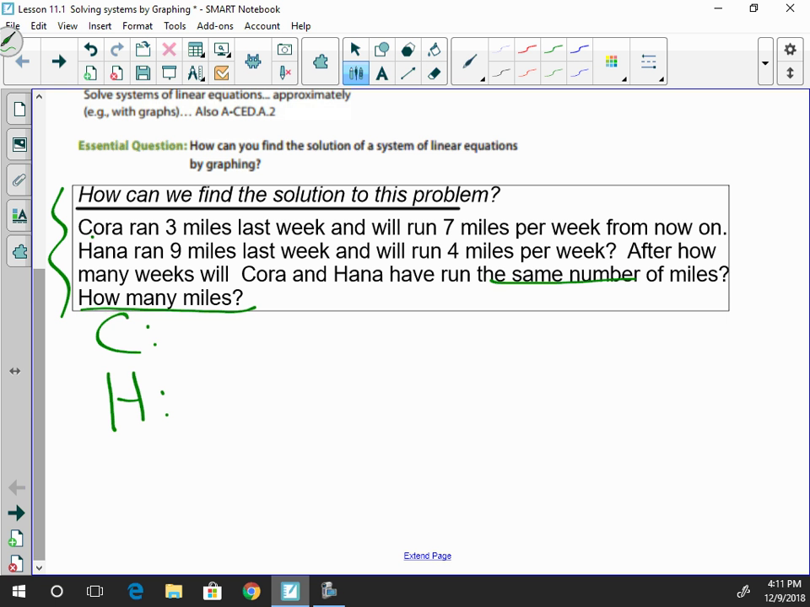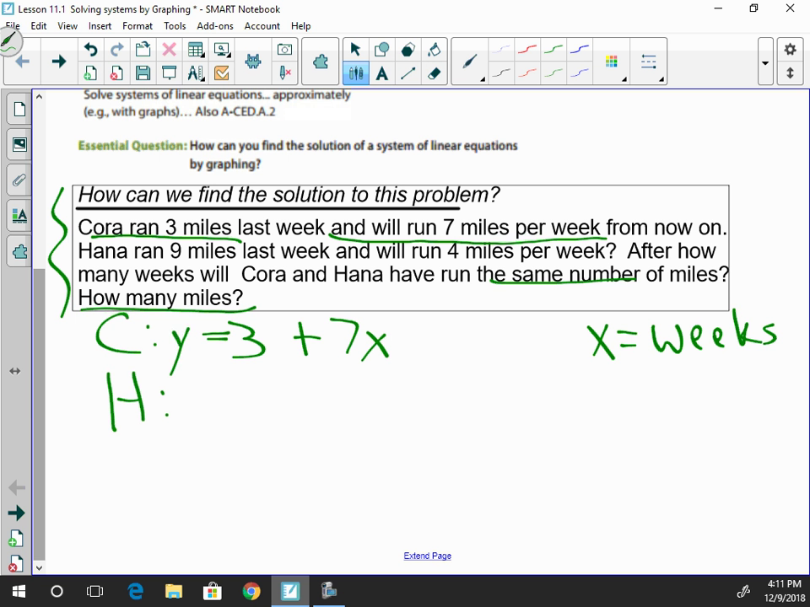All right, so Cora ran 3 miles last week and will run 7 miles per week from now on. So she's already run 3 miles, and she's adding to that by 7 miles per week. So we can call x that week amount, so we can define x as weeks. And we can set all of that equal to a variable. And if we look at 3 miles total plus 7 miles per week, y would then be equal to the total miles.